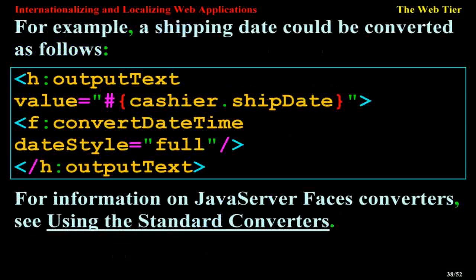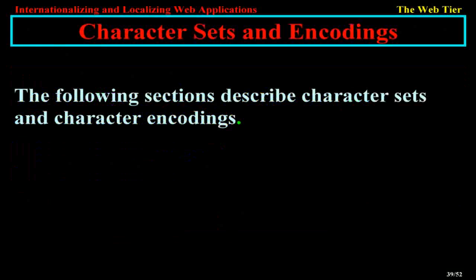For example, a shipping date could be converted as follows: <h:outputText value="#{cashier.shipDate}"> <f:convertDateTime dateStyle="full"/> </h:outputText>. For information on JavaServer Faces converters, see Using the Standard Converters. Character sets and encodings. The following sections describe character sets and character encodings.